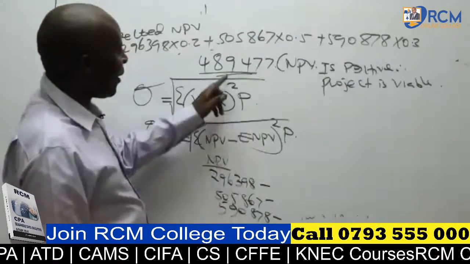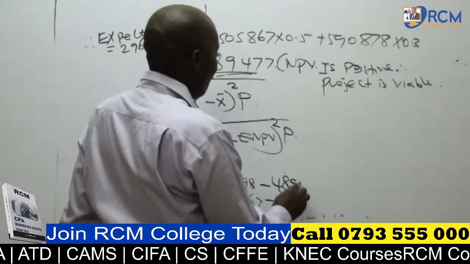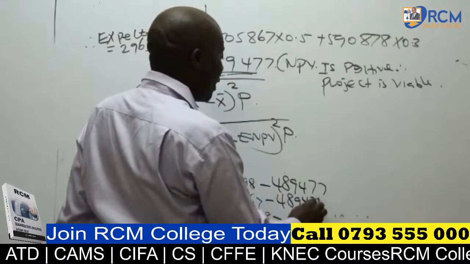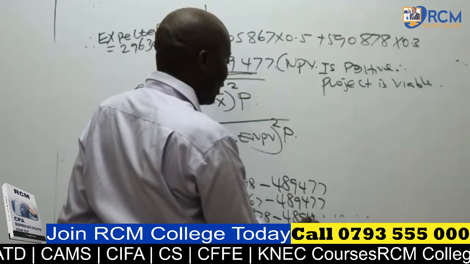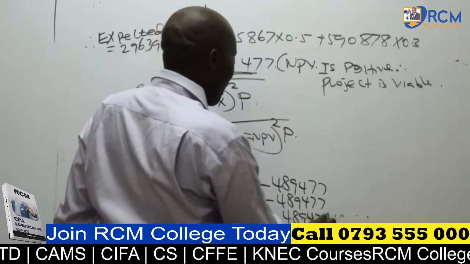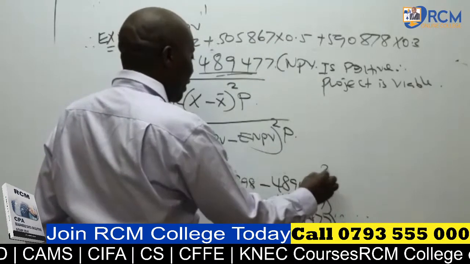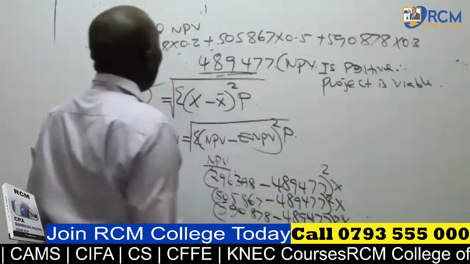Hii tulikuwa nayo hapa. 489, 489, 477. This one does not keep on changing. This one is the same. 489, 477. And then you'll come here and square whatever numbers you get. You square them times their corresponding probabilities.